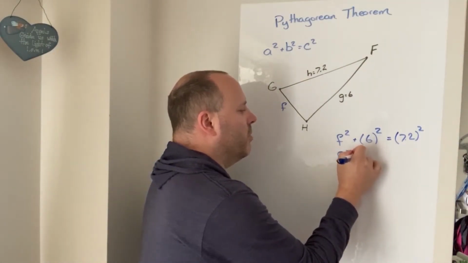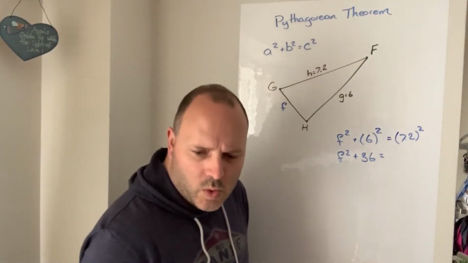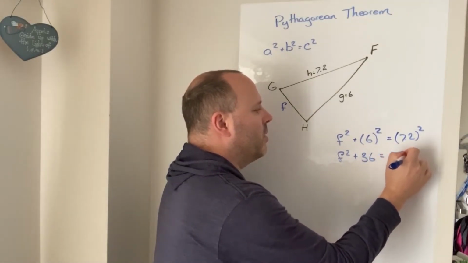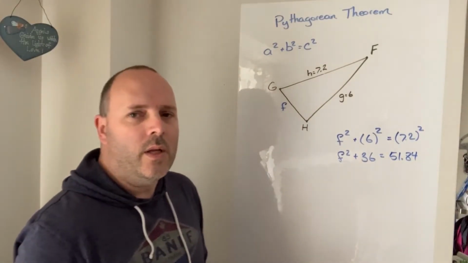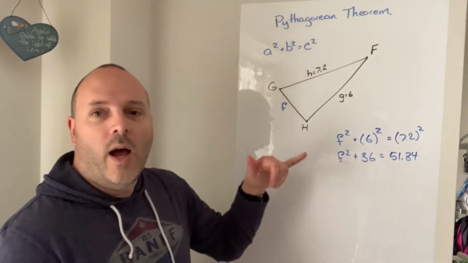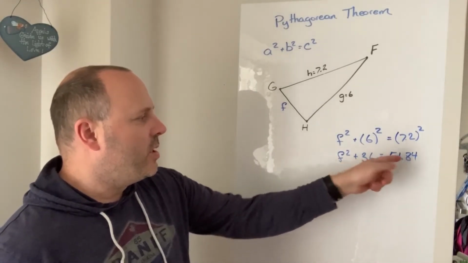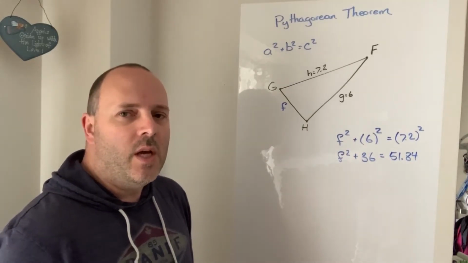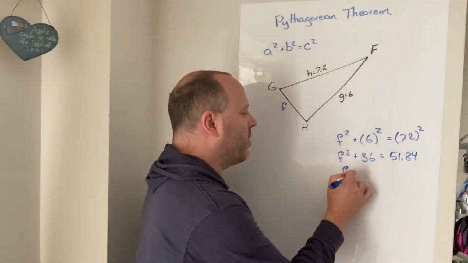F squared plus 36 is equal to 51.84. Okay, I did it on my calculator before I recorded. Now, how do I find out what f squared is equal to? F squared plus 36 is equal to 51.84, so opposite operation of adding 36 would be subtract 36.